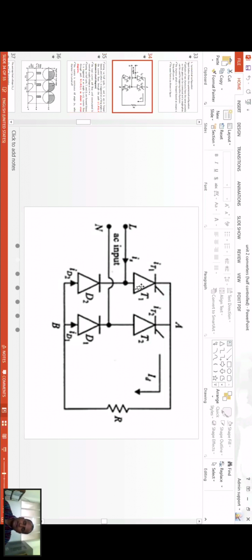The path is L, T1. During the positive half cycle, T1 and D1 will be forward biased, and T1 will be triggered. Then the flow of current will be in this direction: L, T1, R, D1 and N. So this is the flow of the current during the positive half cycle.